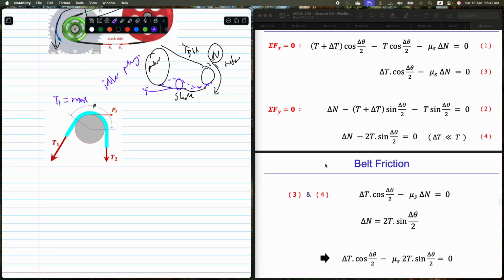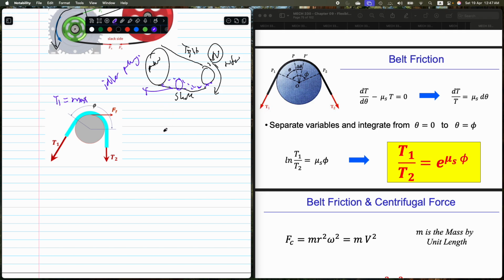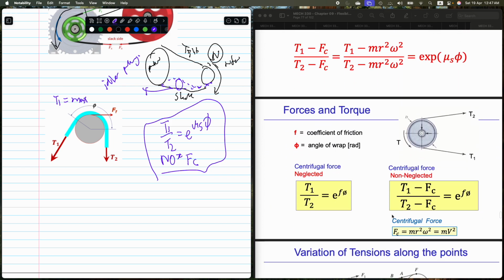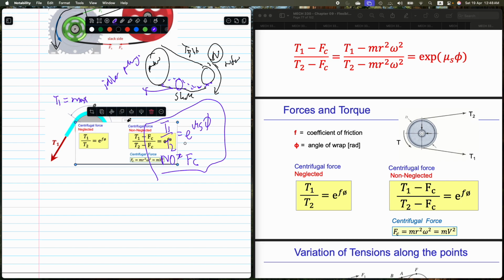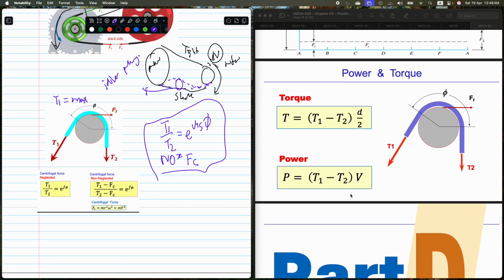Belt friction, all the other stuff is not relevant. So this formula over here: T1 over T2 equals e to the mu phi. This is for when you don't have Fc. When you have Fc, then we have to use this formula here. I'll just quickly go over here. There we go. Don't even need me to draw it.